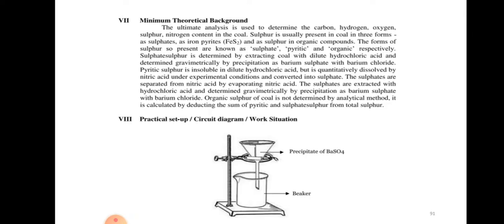So we are going to do an extraction of sulfur. We are going to treat with hydrochloric acid. Then we are going to treat with nitric acid. Whatever sulfate is obtained, we are going to precipitate as barium sulfate with barium chloride. This is a precipitation process.